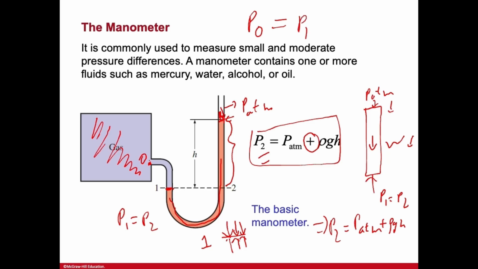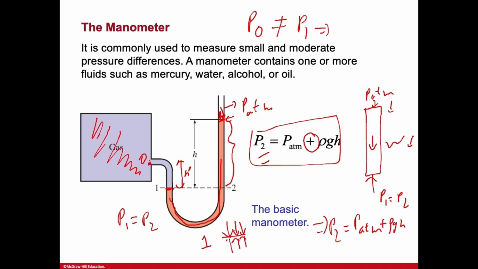In reality, or theoretically speaking, P0 is not equal to P1, right? Because you have a certain height or distance here. Let's say this is H prime. So there should be a difference in pressure at P0 and P1, right?